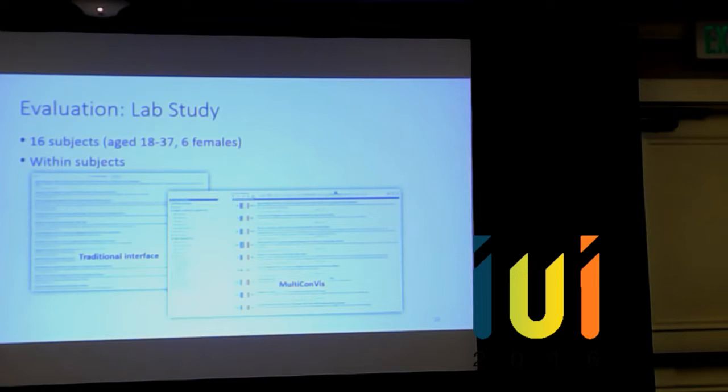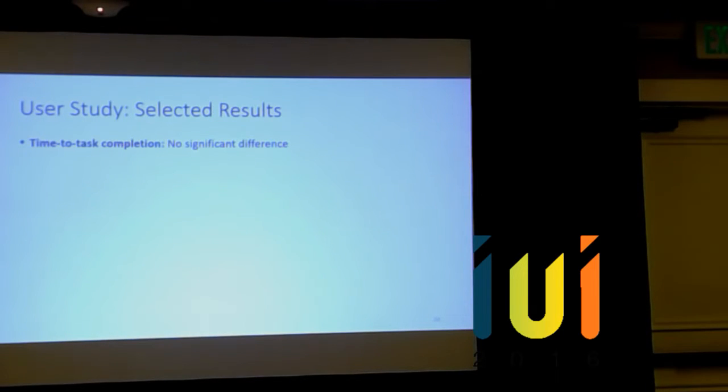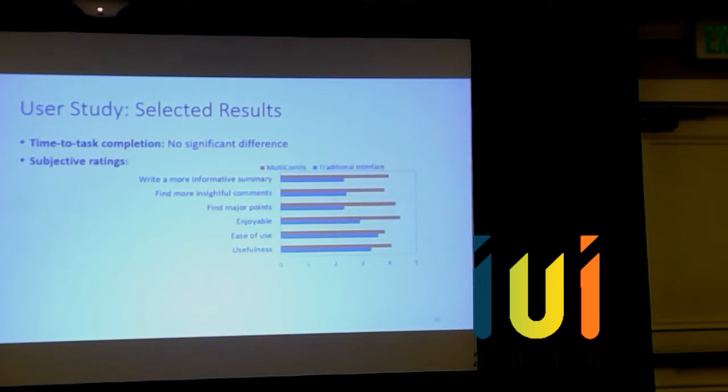You can see here we compared this interface with a traditional interface, and we had 16 subjects. We used a within-subject design, and we varied the interface order to counterbalance any potential effect of exposure to the interface. In terms of time to task completion, we haven't found any significant differences. However, when it comes to subjective ratings, we found some significant and interesting differences. For instance, we haven't found any differences in terms of ease of use, but we found that the users found the multi-Convis interface to be more enjoyable, and they found the major points and more insightful comments from the conversations.